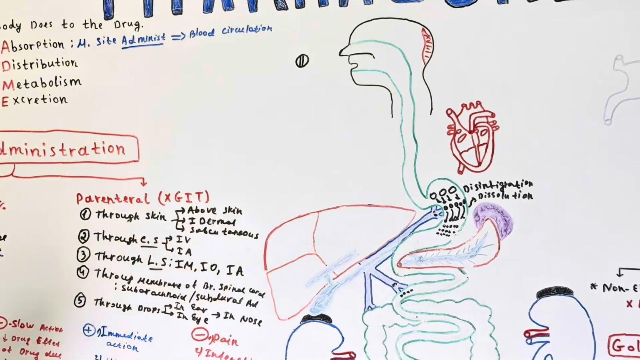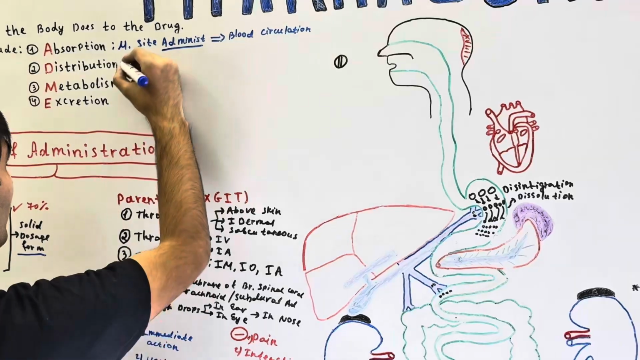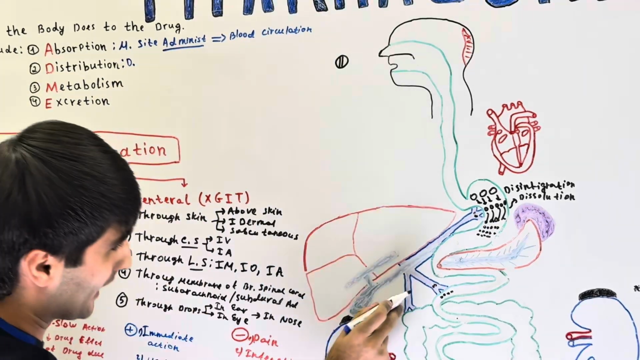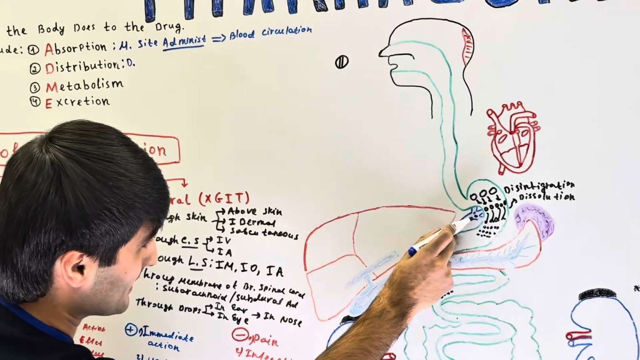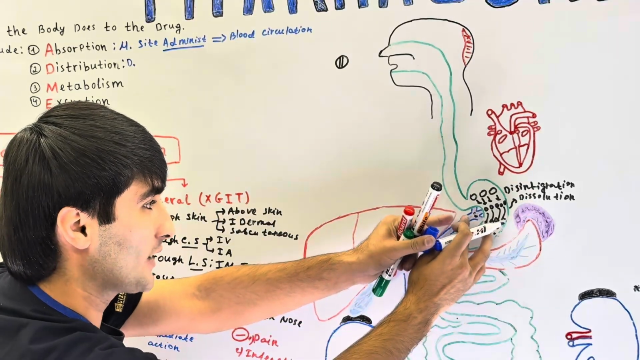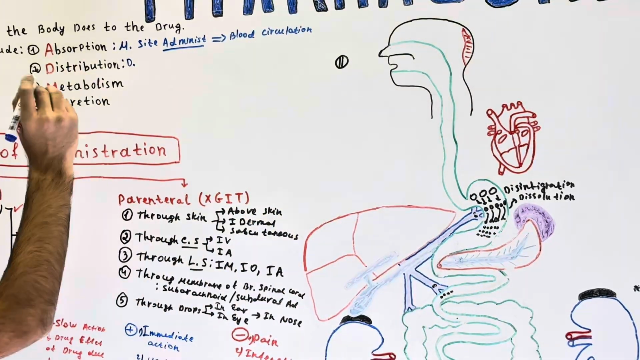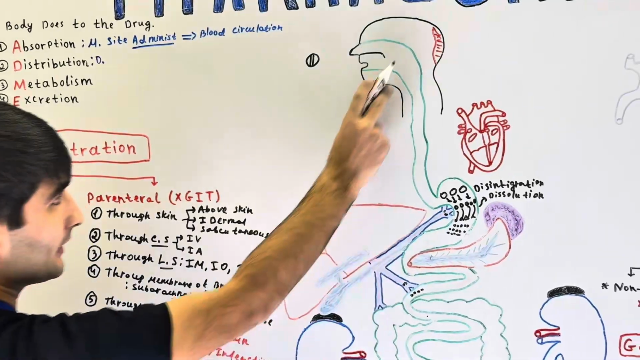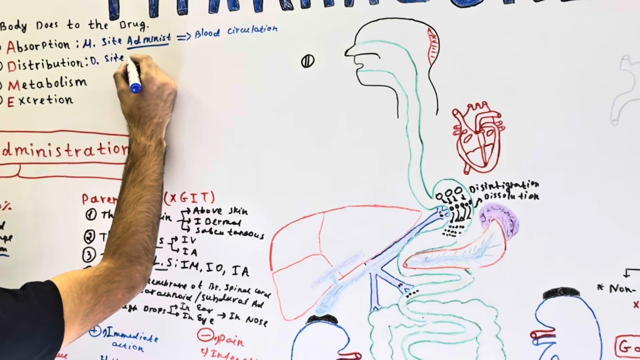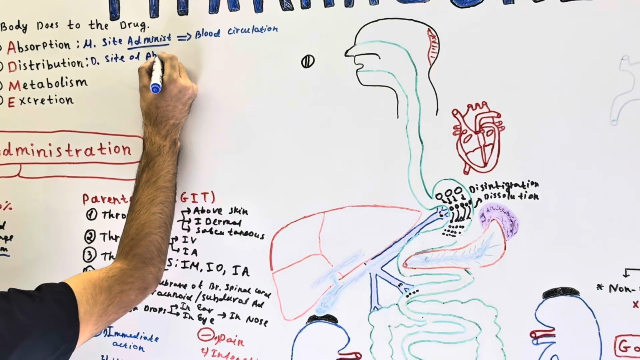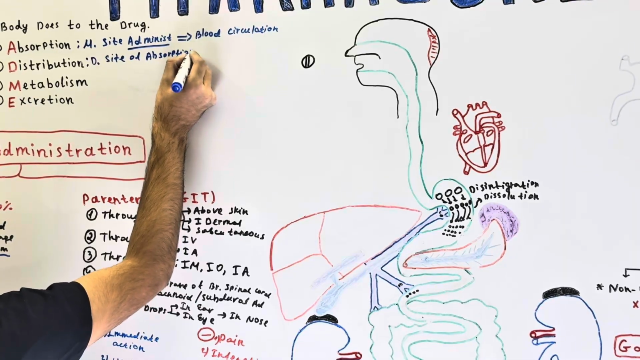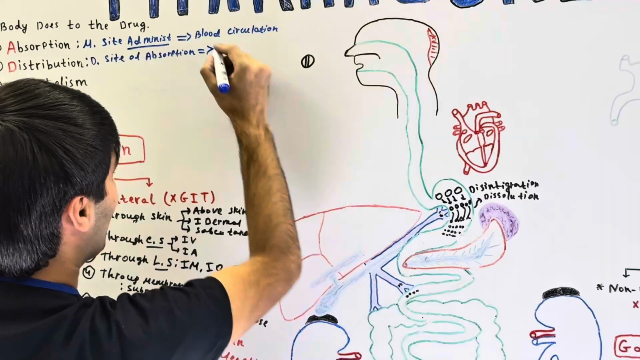It means the movement or delivery of the drug from the site of absorption. Here, this is the site of absorption, where the drug moves from the site of administration to the portal circulation. But distribution is the delivery of the drug from here till here, the site of action. It is the movement of the drug from the site of absorption to where? To the site of action.